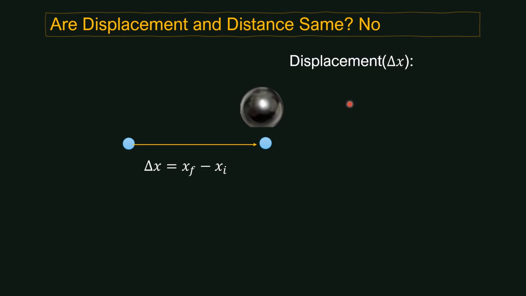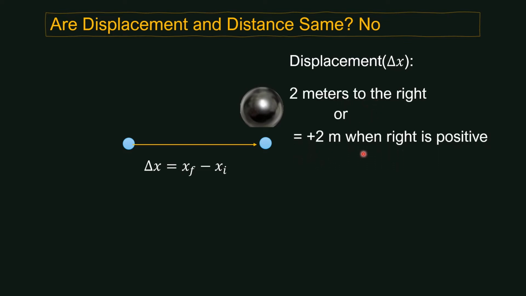When we use vectors in an equation, we assign either positive or negative sign for the direction. Here I am saying displacement is positive 2 meters, because displacement is 2 meters to the right. So that means I am assuming that right is positive. By writing positive sign, we are telling the direction of the displacement. 2 meters is value and positive sign is direction.